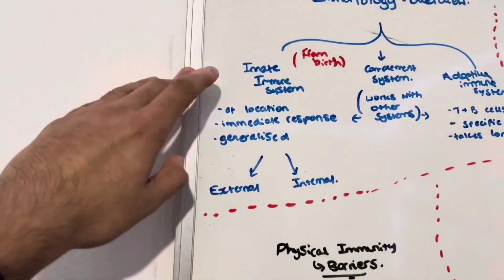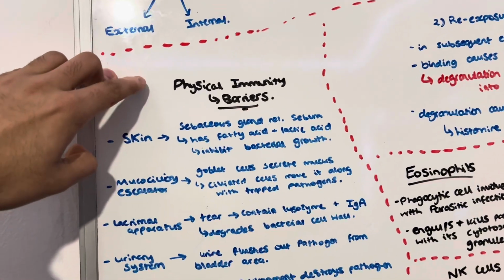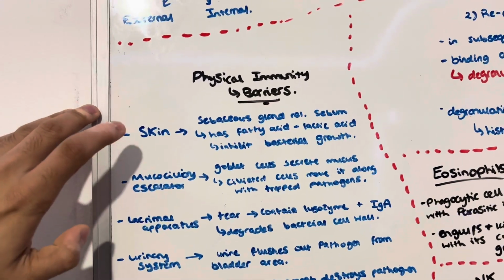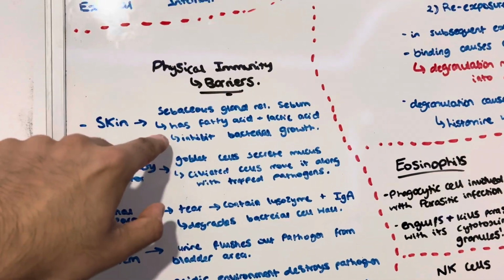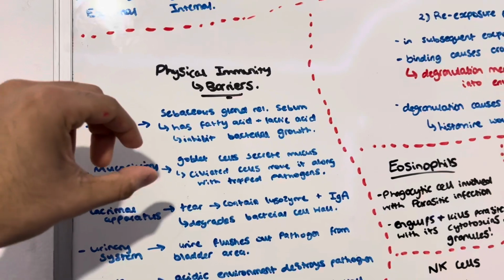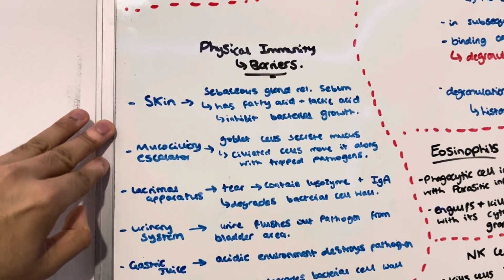So let's start with our innate immune system and our external features, so the physical immunity barriers. Firstly, I'm going to talk about skin. In terms of the skin, we've got our sebaceous glands. These would release sebum. Sebum has got fatty acids and lactic acids. Thus, this would inhibit bacterial growth.